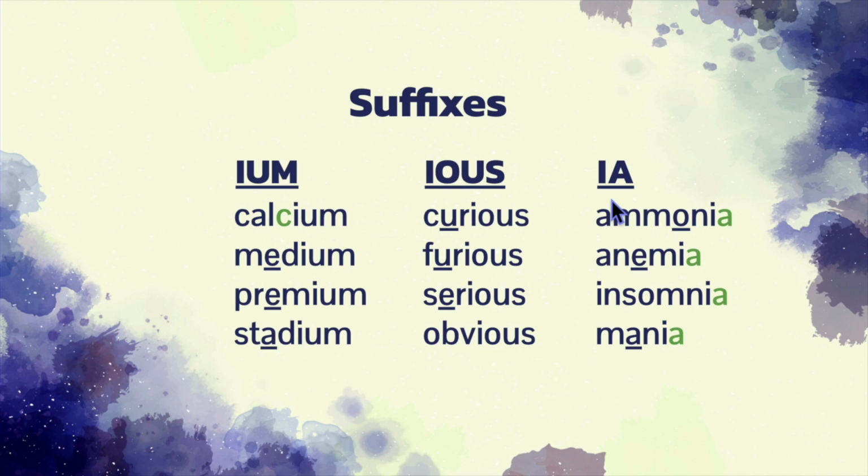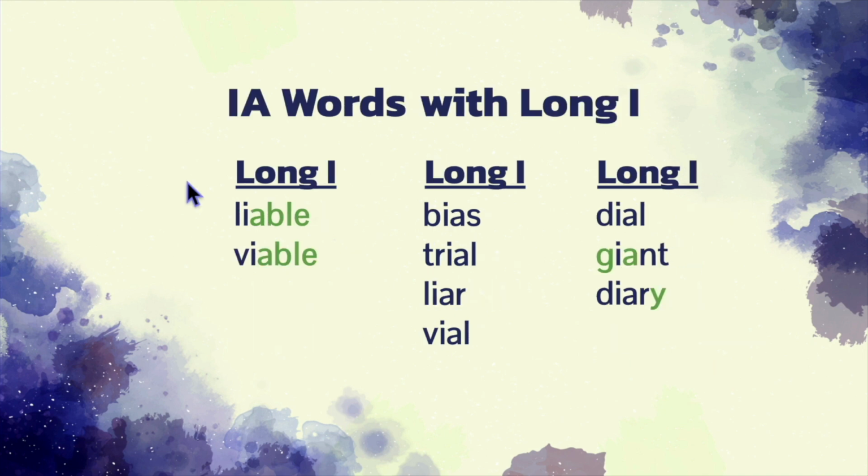IA at the end of a word usually has the sound of ia, but in a few words sounds more like ya, like in ammonia. In these three words, it has the clear ia sound, anemia, insomnia. Insomnia is when you have trouble sleeping. Mania. When you have IA in the middle of a word, it can have the long I sound rather than the short I, like in liable.